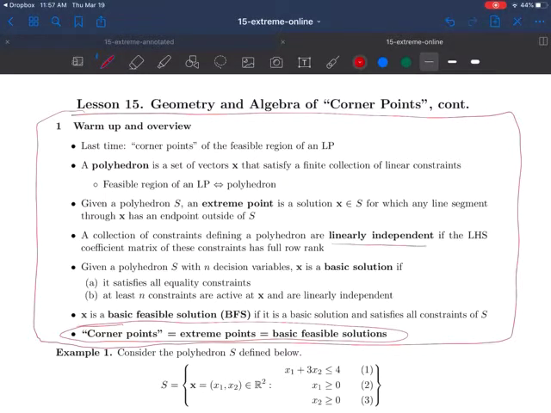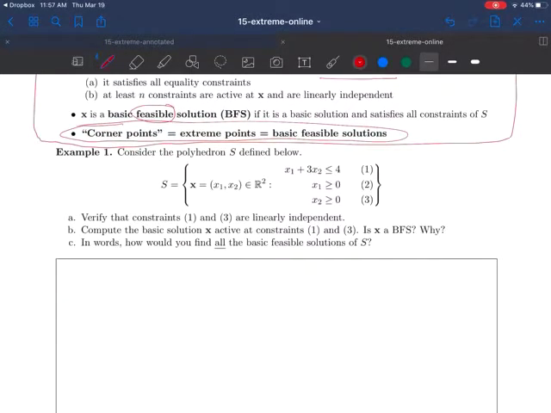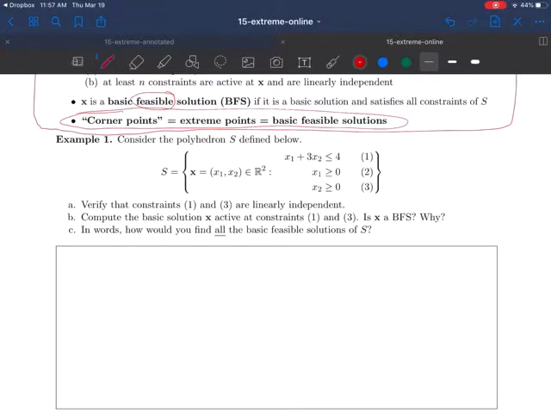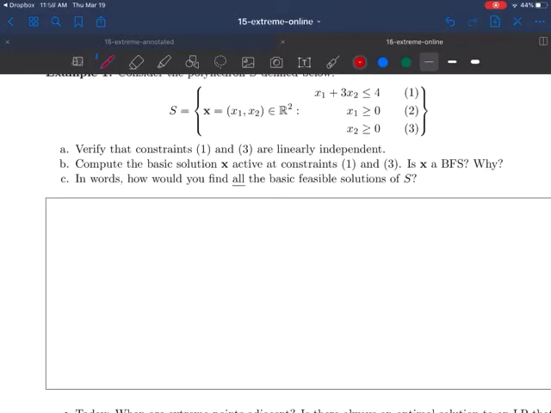It has this notion of linear independence, and then it has the notion of basic solution, and then we have to still check feasibility. So let's illustrate that with the following example. So we have a polyhedron here with three constraints. Constraint 1 is listed there, and the constraints 2 and 3 are non-negativity. So the first idea that we're going to illustrate here is part A. We want to see if constraints 1 and 3 are linearly independent.